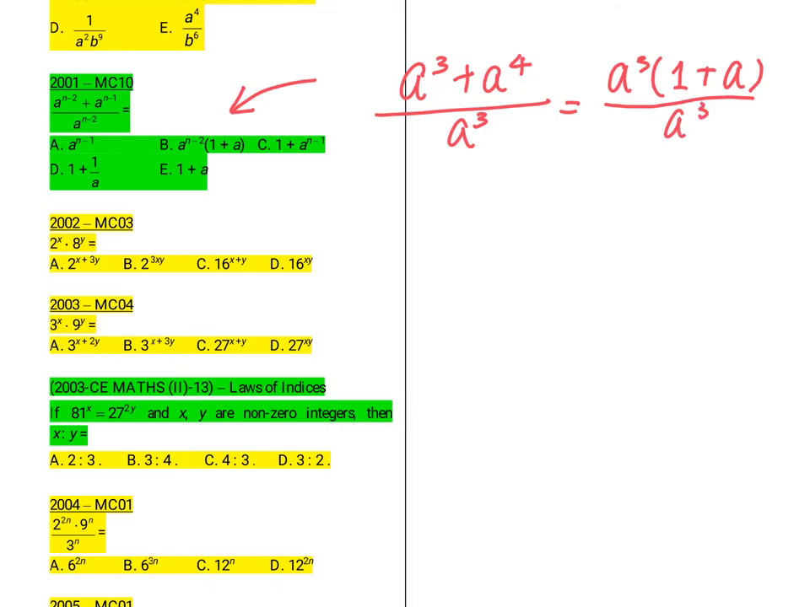So now you change it to multiply, so you can cancel. So I can simplify this too. The final answer would be 1 plus a.